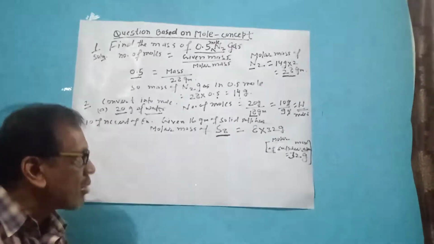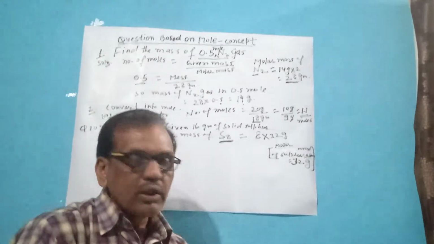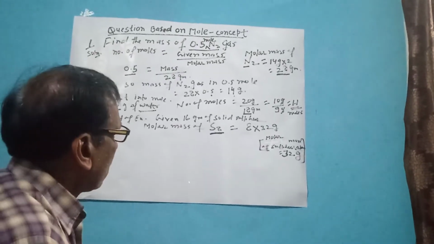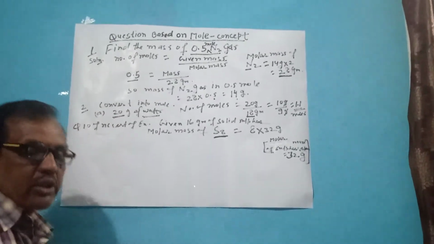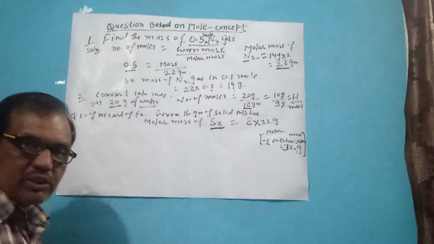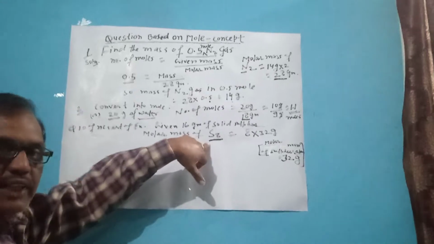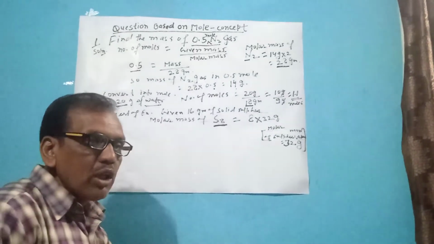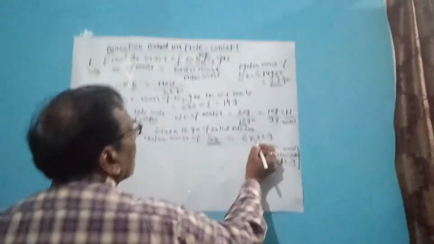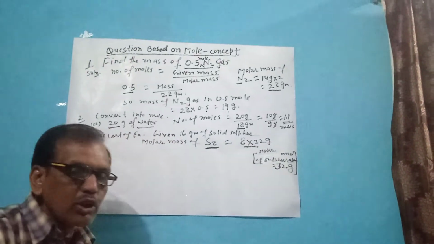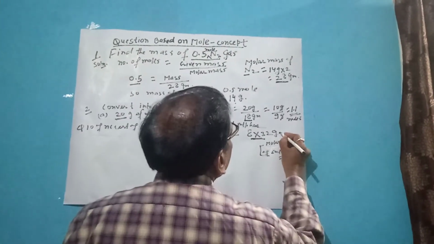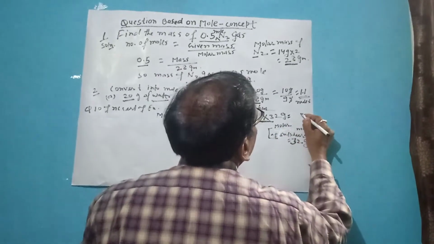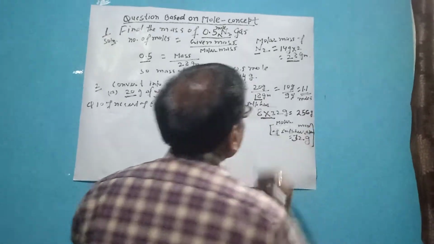So its molar mass is 8 into the molar mass of an S atom, because in one molecule of sulfur, 8 atoms of sulfur are present. So the molar mass of one molecule of S8 is equal to 8 into 32 gram, that is equal to 256 gram.